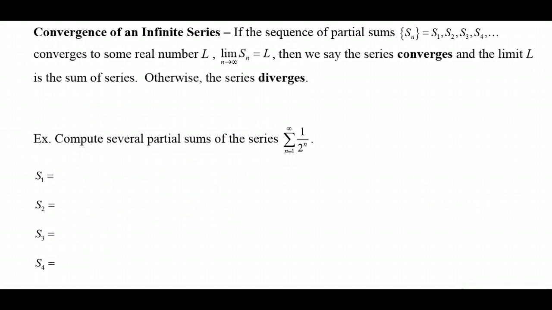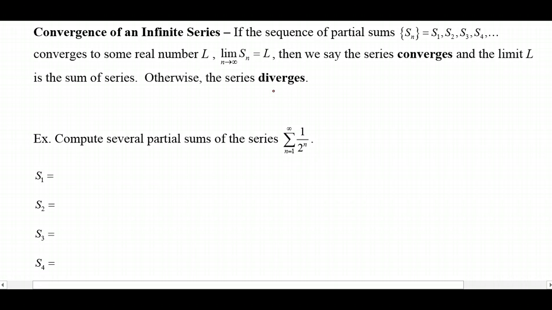So let's formalize this idea now, the convergence of an infinite series. If the sequence of partial sums, so S sub n, so the list of all the partial sums, if that sequence converges to some real number L, so if the limit as n approaches infinity of the sequence of partial sums converges to a real number, then we say that the original series converges, and the limit L is the sum of the series. Otherwise, we say the series diverges.